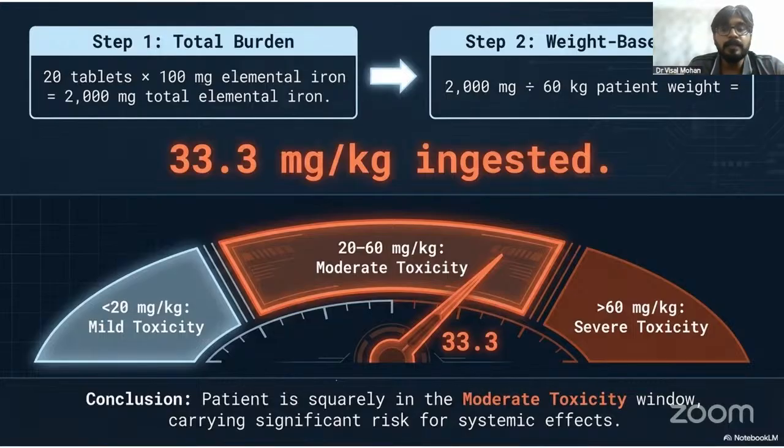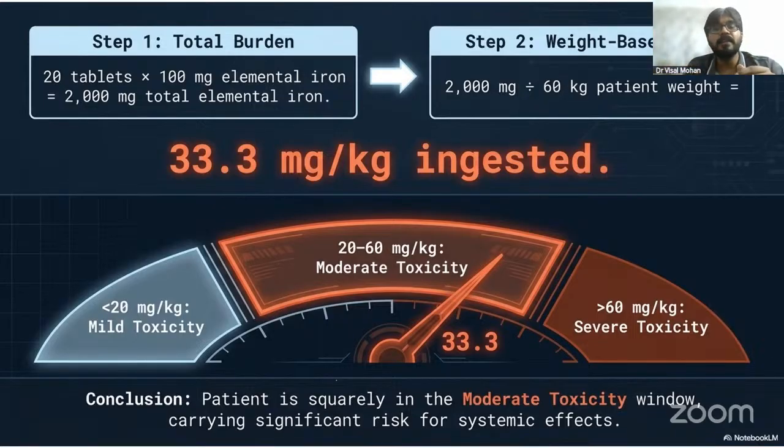Okay, with that we'll have to grade the patient as mild, moderate, or severe. So how do you do it? Each tablet contains around 60 to 100 milligrams of elemental iron, and there are 20 tablets. So we get around 2000 mg, or 2 grams.